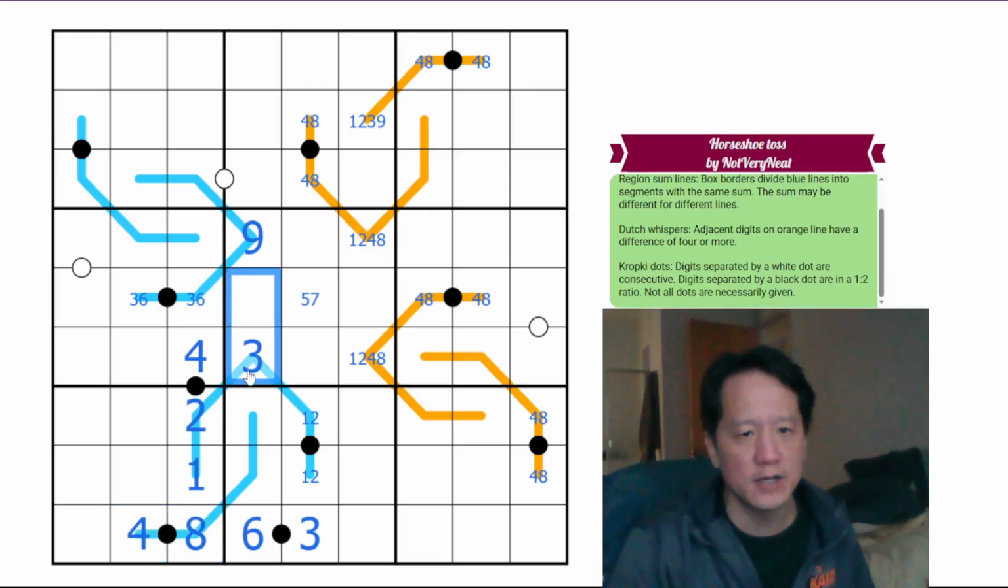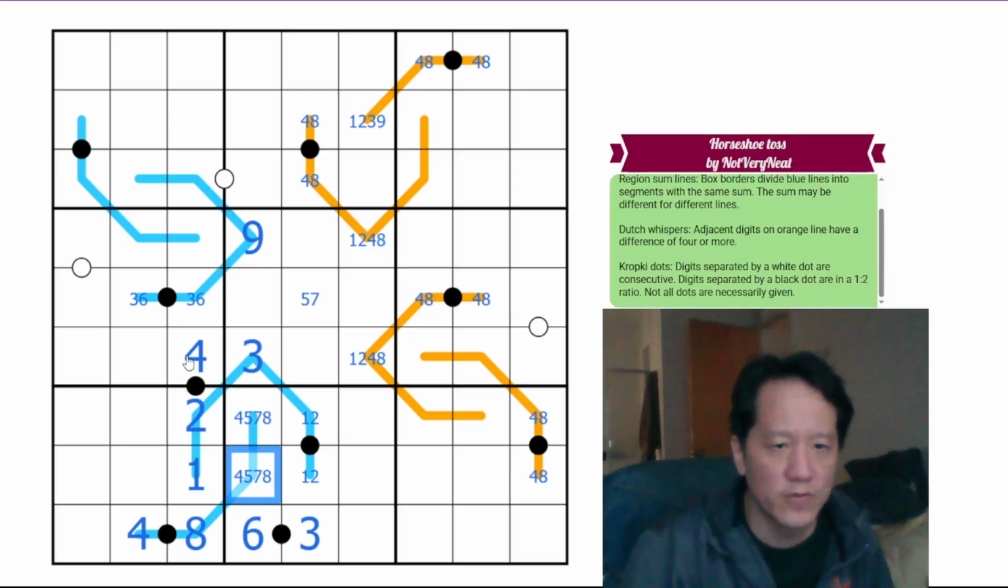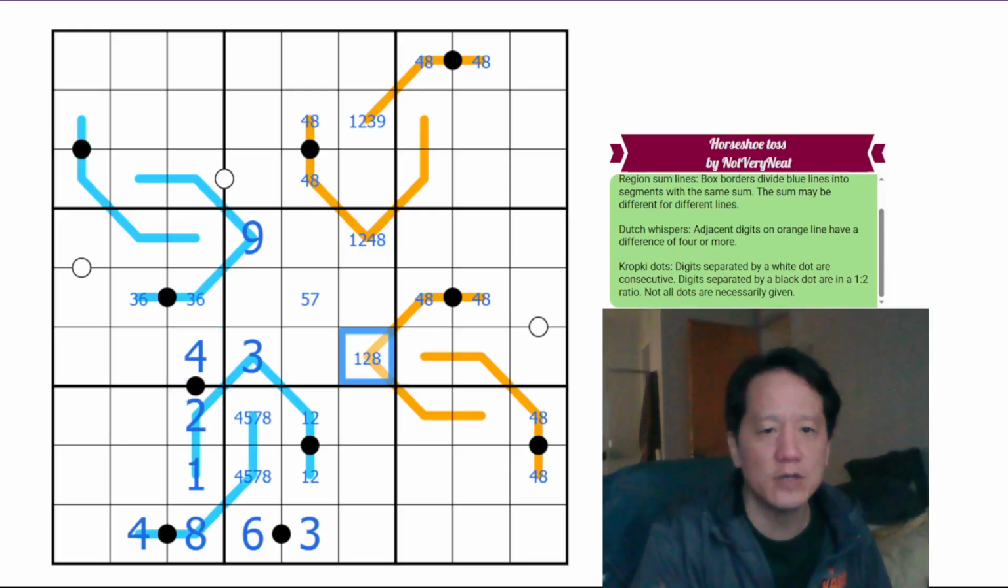Cannot be 3, 9. Could be 4, 8, or 5, 7. We're not sure which. 4 eliminates 4 from being here.